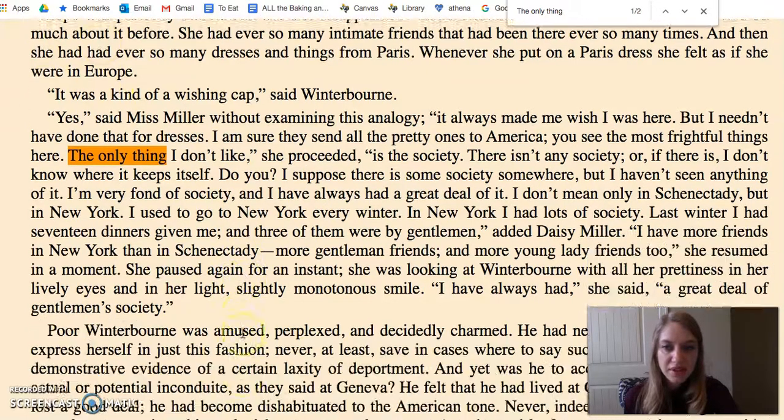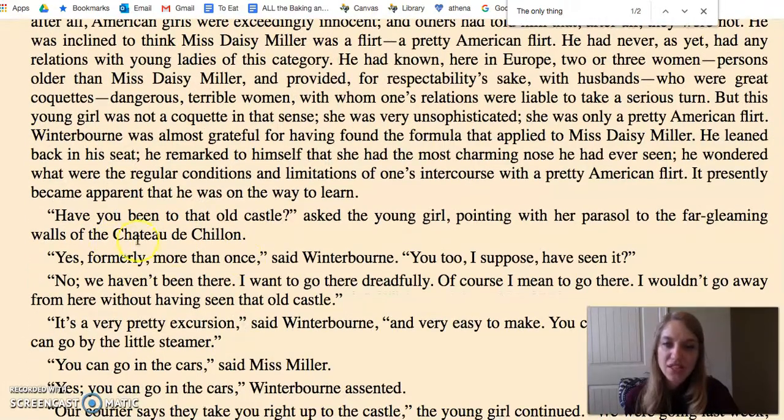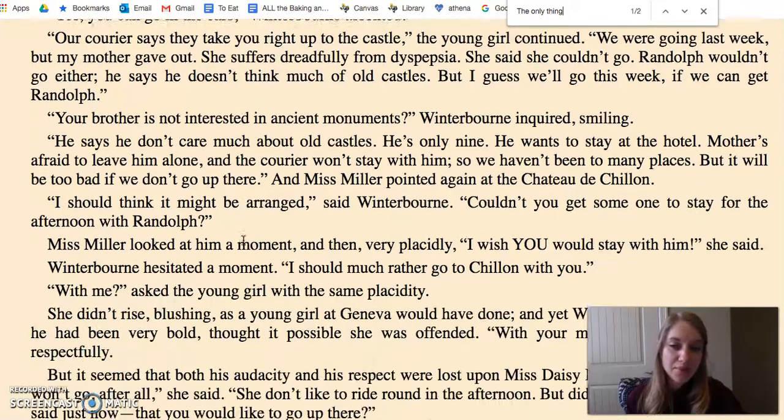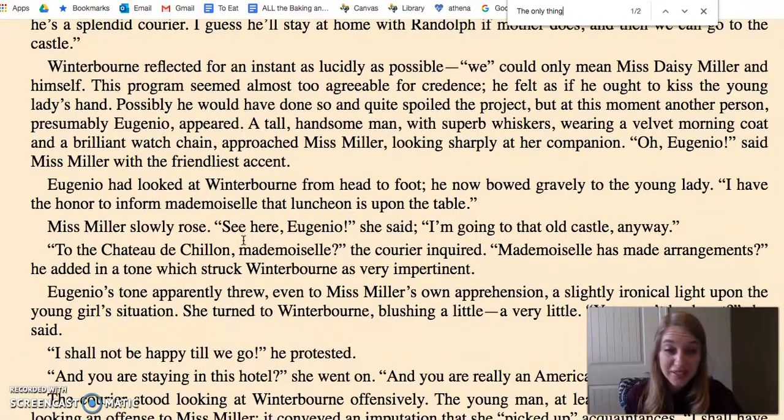As it goes on, they have this conversation, and he promises he's going to take her to the Chateau de Chillon. It's this old castle that she really wants to visit. So Winterbourne promises that he's going to take her, but along the way, her mother comes up and they start talking some, and it quickly becomes clear that her mother is not all that pleased that he's there. So they don't make any definite plans.